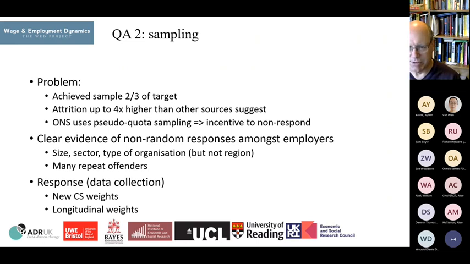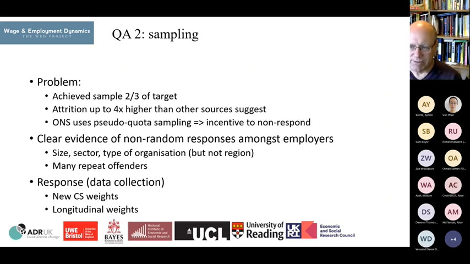There doesn't appear to be a regional dimension to this, other than the regional dimension which is already embodied in the fact that, for example, the public sector is not evenly distributed across the UK. We also look to see across time whether the same organisations tend to not respond, and there is a strong suggestion that there are lots of repeat offenders. What that means is that we are reasonably confident that there is non-response amongst particular types of businesses.